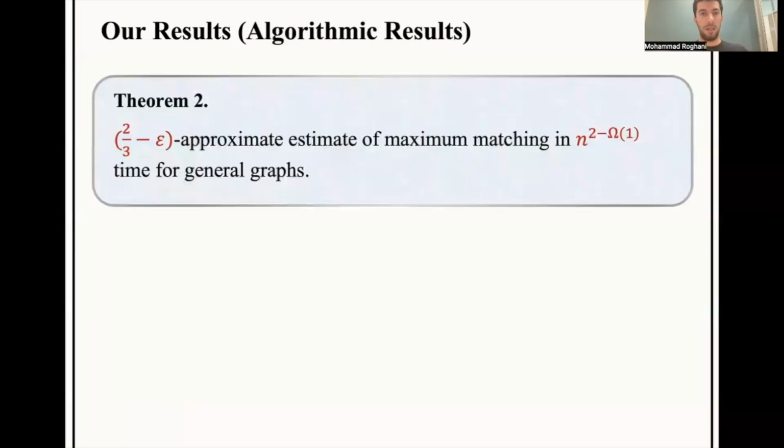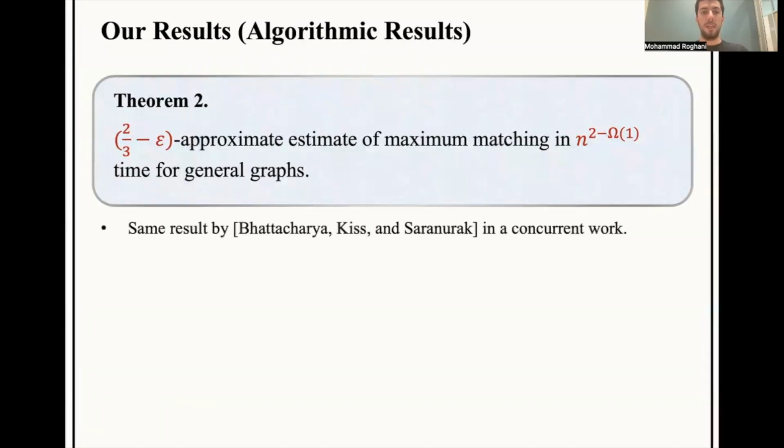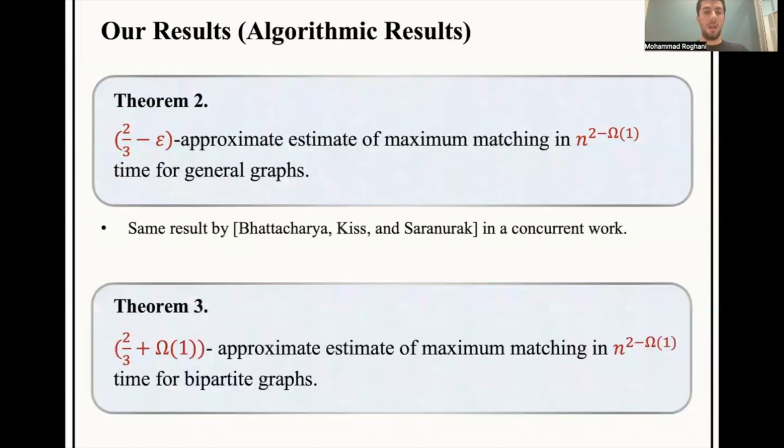On the algorithmic side, we show that there exists an almost 2/3 approximate estimate of maximum matching in slightly better than n squared time for general graphs. Bhattacharya, Kiss, and Sanrak in a concurrent work got the same results in the same STOC. Also, we proved that it's possible to beat the 2/3 approximation ratio by some constant in slightly better than n squared time for only bipartite graphs. This theorem 3 shows that our lower bound cannot be improved all the way up to n squared.